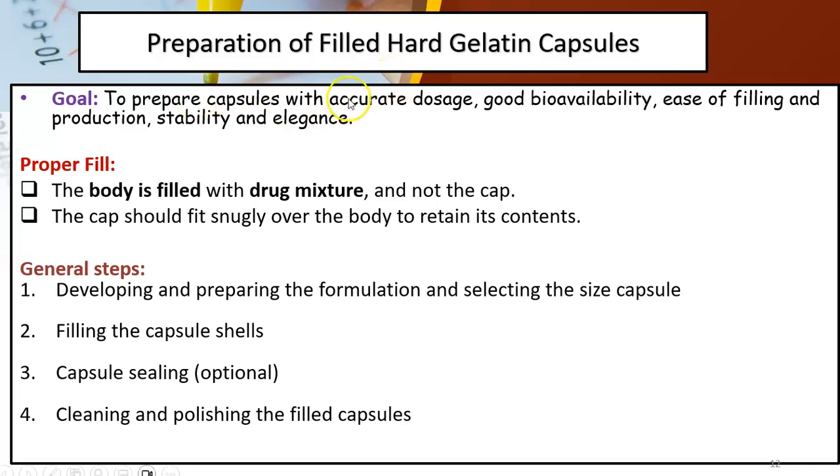So you want the capsule to be accurate with dosage, good bioavailability, which means it breaks down and dissolves nicely, easy to fill, easy to produce, stable, and very elegant. The body, again, is what we fill with the drug mixture, not the cap. The cap should fit nice and snugly over it to retain the contents, and you snap it shut. You actually feel that snapping when you're closing it together.